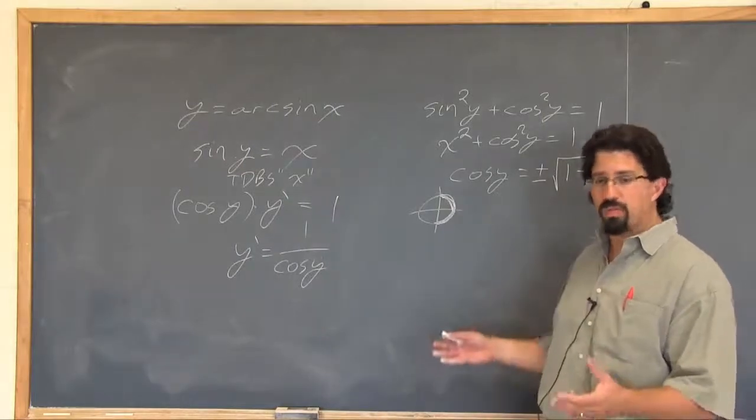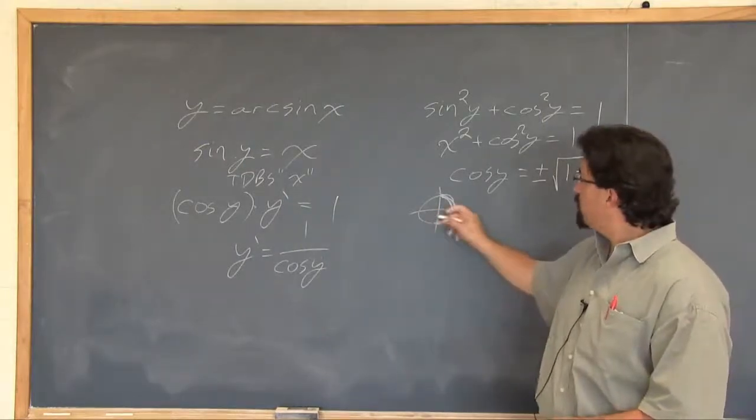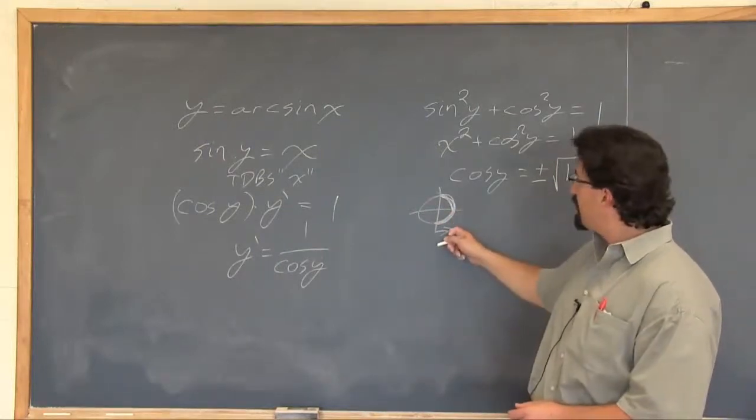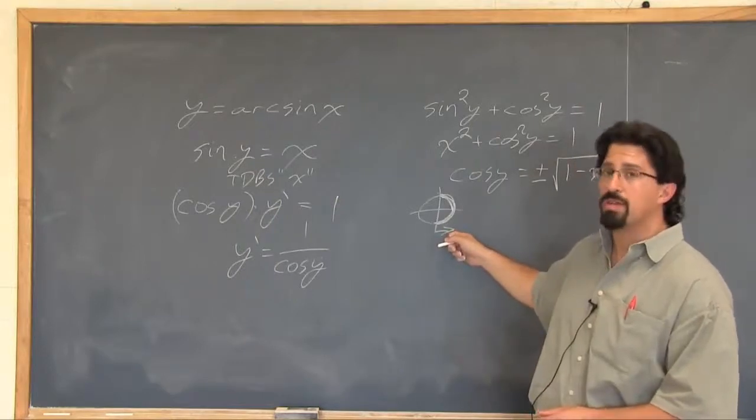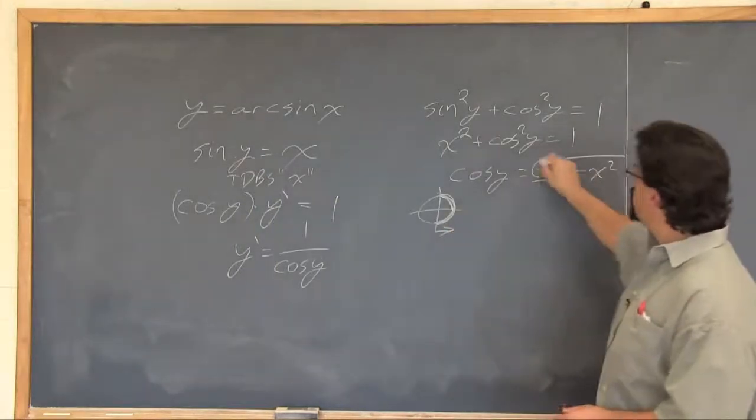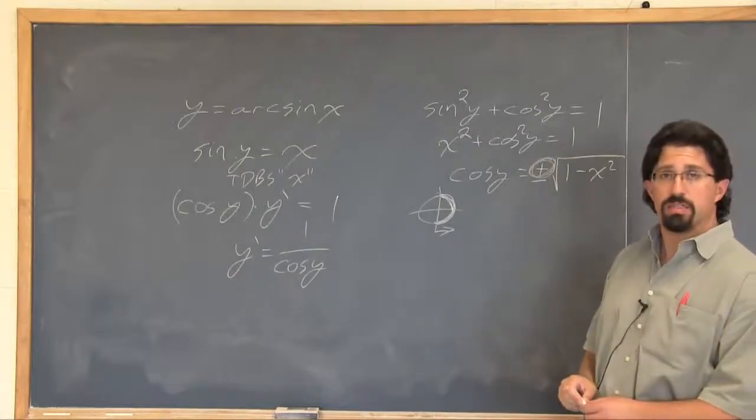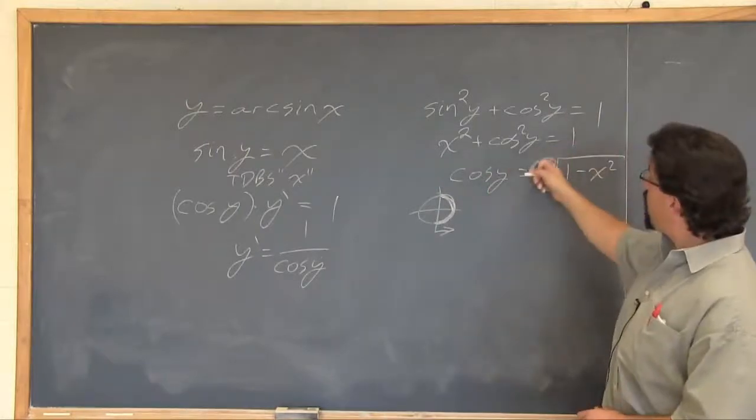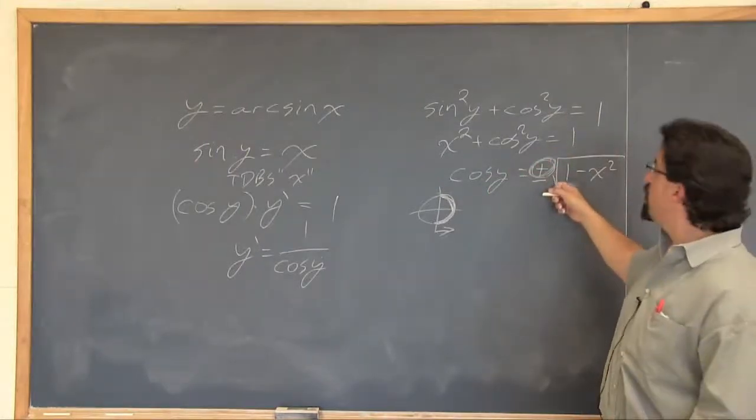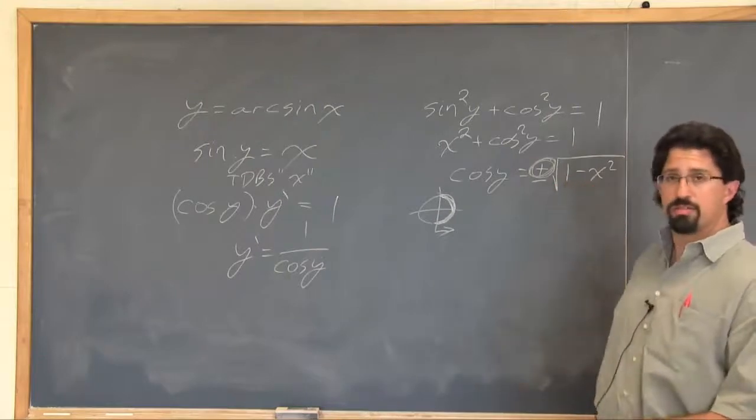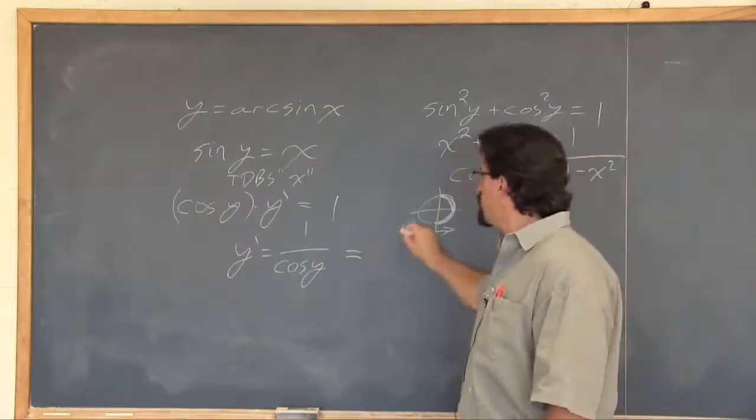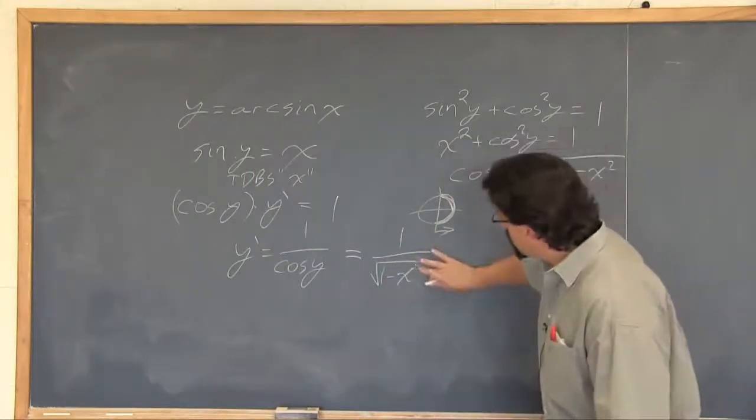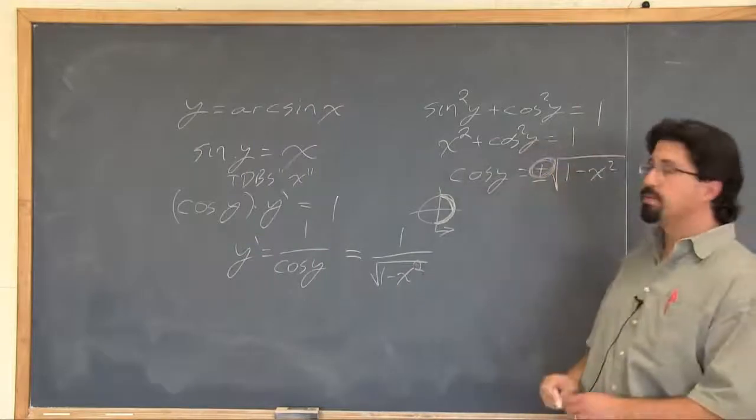And what happens over those angles? Throughout, we're on the right-hand side of the unit circle, which means that our x-coordinate, our cosine, is greater than or equal to 0. And so what I can say is that cosine of y is necessarily the non-negative square root of 1 minus x squared. And so over here, y prime is equal to 1 over root 1 minus x squared.